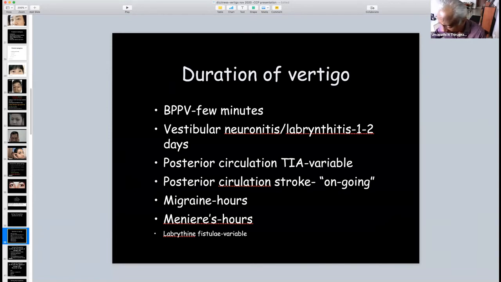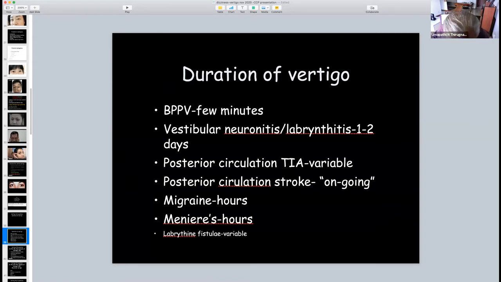Vestibular neuronitis, on the other hand, lasts for many, many hours, often 1 to 2 days. Posterior circulation TIA, transient ischemic attack in the posterior circulation, is variable, right? It can be short or it can be long, right? Similarly, posterior circulation stroke, once it has happened, it will be going on from the beginning until you come to you.